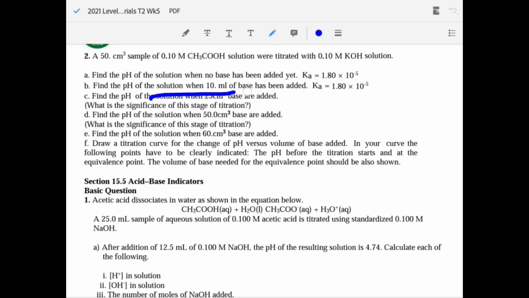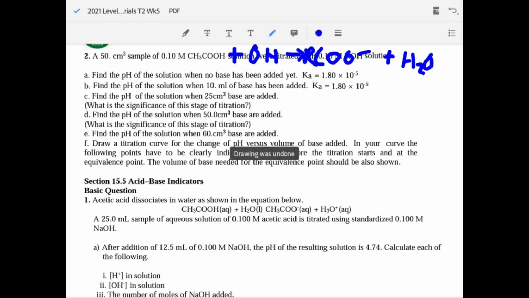Find the pH of the solution when 10 milliliters of base has been added. So now you're adding a base. So now the equation becomes plus OH minus to give COO minus. I'm just going to put the short form, plus H2O. So that one is there, inclusive. So it was 0.1 times 50, which is 5 millimoles, and OH is 10 times 0.1, which is 1 millimole, and then this becomes 1.